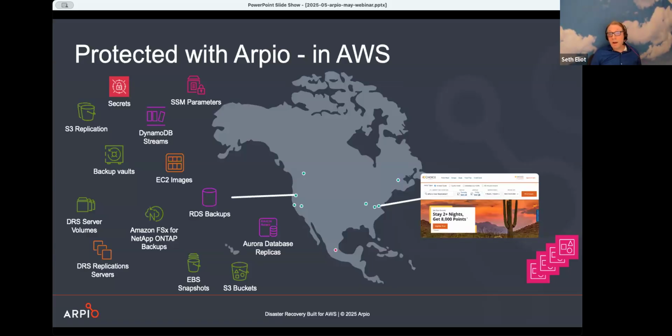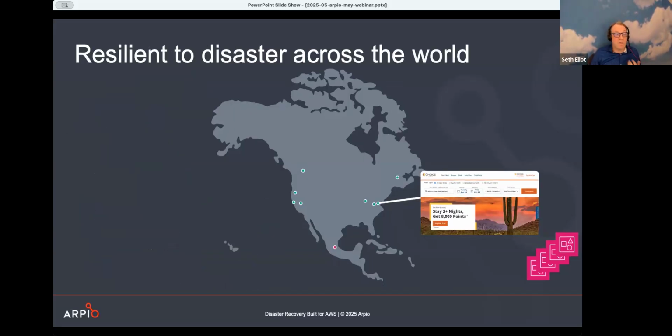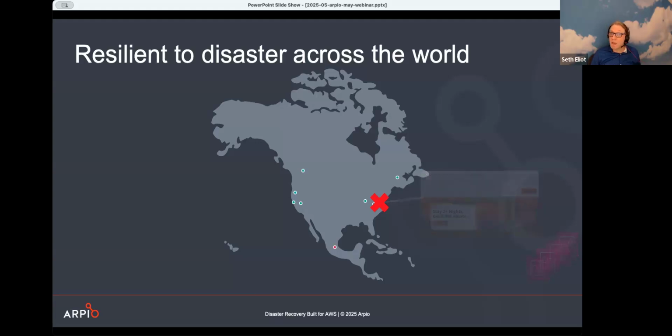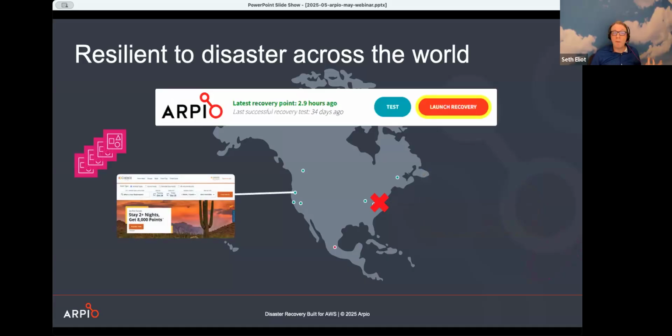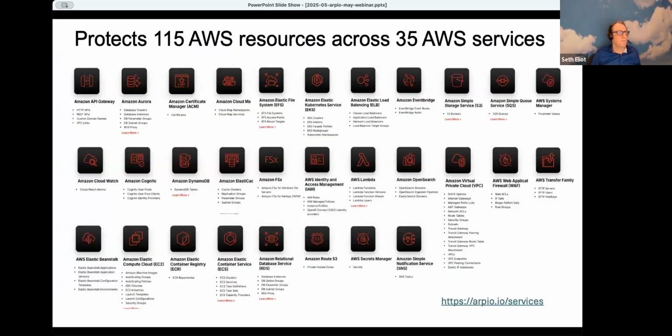So to put a fine point on it, Choice Hotels is operating out of some region. It could be this region I'm pointing to here. It doesn't matter. Out of multiple accounts, and then in the recovery region, all of these artifacts are being created by RPO to recover in that region, so that in the case where something bad happens in that region, we push the button and they're back up and running across all their accounts, across all their workloads.